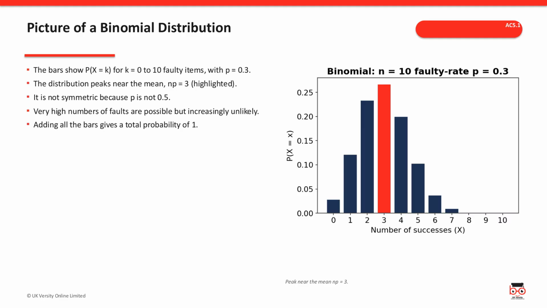Now picture that binomial. The bars showing the probability of k faulty items for k from 0 to 10, with p at 0.3. The distribution peaks near its mean, n times p, which is 3. It isn't symmetric, and that's because p isn't 0.5. The low end is favored. Very high fault counts are still possible, but they get increasingly unlikely as you move to the right. And as ever, add all the bars together and the total probability is 1.